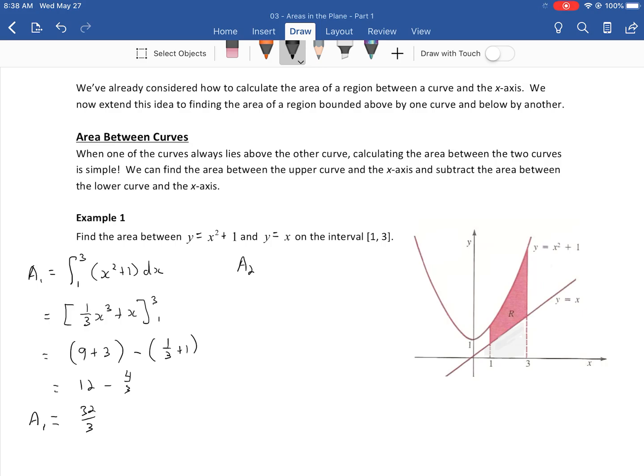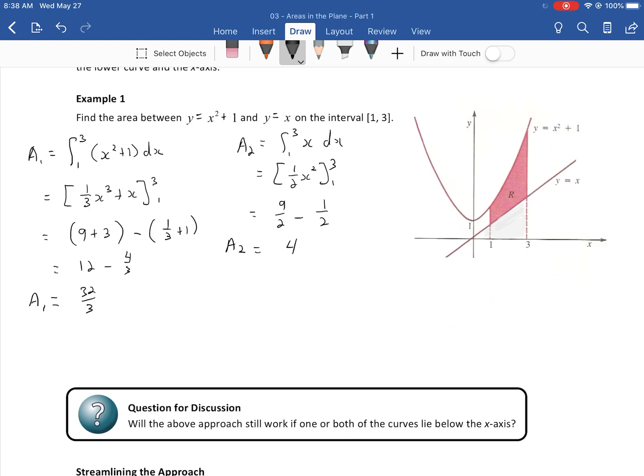Then I find the second area, which is just the gray part that I'm looking at there. It's just the part between y equals x and the x-axis. And so I'm going to do the integral from 1 to 3 of x dx. Antiderivative, 1/2 x squared from 1 to 3. And so I get 9/2 minus 1/2, 4. Second area is 4. And so if I want to find the area between, all I've got to do is take area 1 and subtract area 2. I'm taking 32/3 and subtracting 4. That'd be 12/3. So I get 20/3.